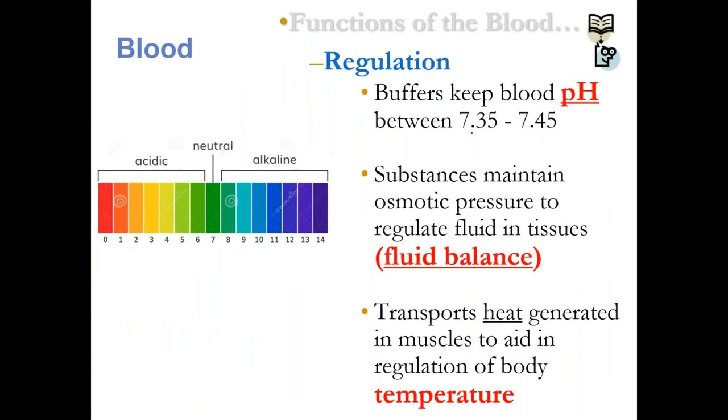Number one, please remember the values of the pH, 7.35 to 7.45. So the blood is going to be here, 7.35 to 7.45. So it's a little bit closer to alkaline. Below 7.35 is going to be called acid. More than 7.45 is base, basic or alkaline.